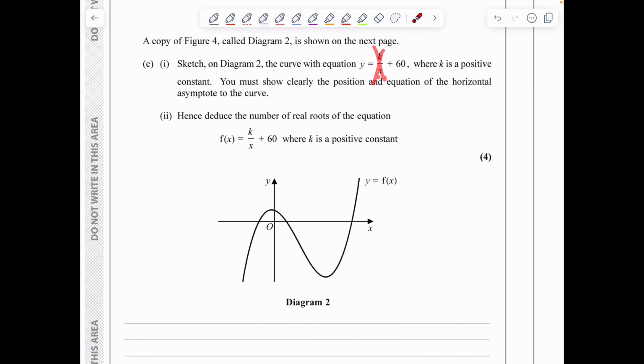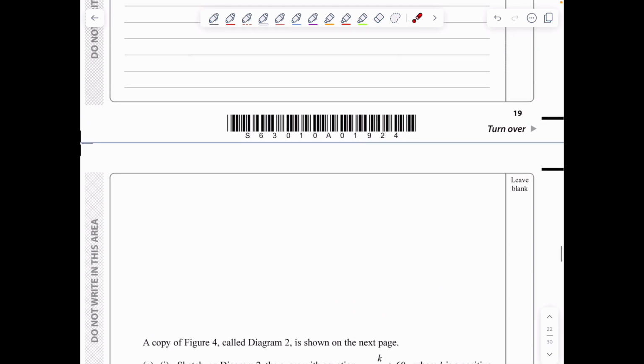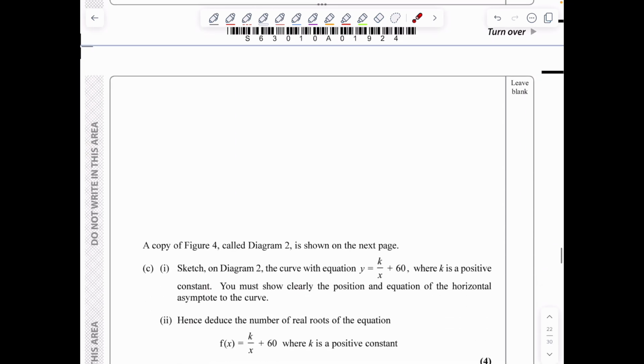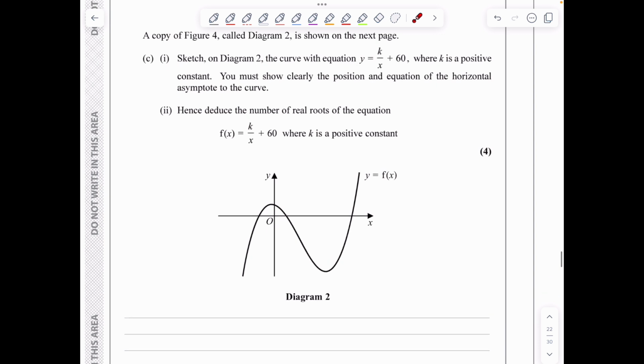Notice that the expression we obtained in part B gave a constant term of 60. This is the y-intercept of f of x, which means that the asymptote y is 60 should pass through the cut on the y-axis for f of x, and the graph should look something like this. Remember to state the equation of the horizontal asymptote to claim all marks for this part.